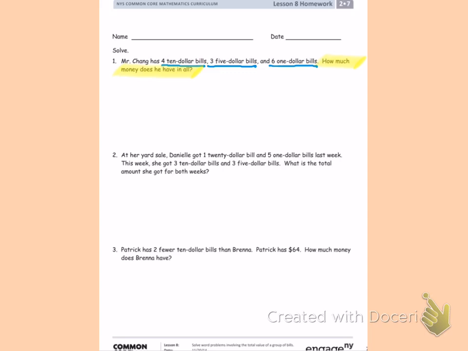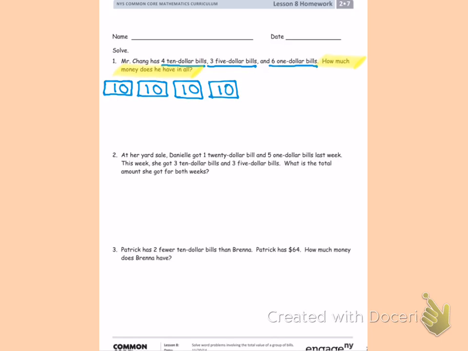In order to figure out how much money he has in all, I'll go ahead and draw a picture to help me solve this problem. First, I'll draw 4 $10 bills. 1, 2, 3, 4. And I'll put a 10 inside of each one of them.